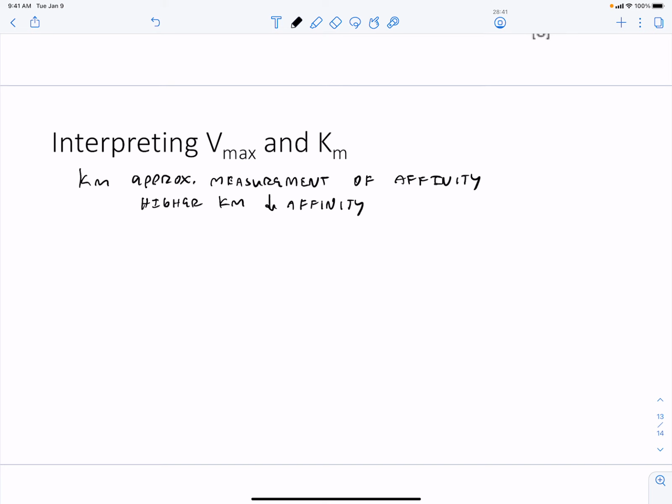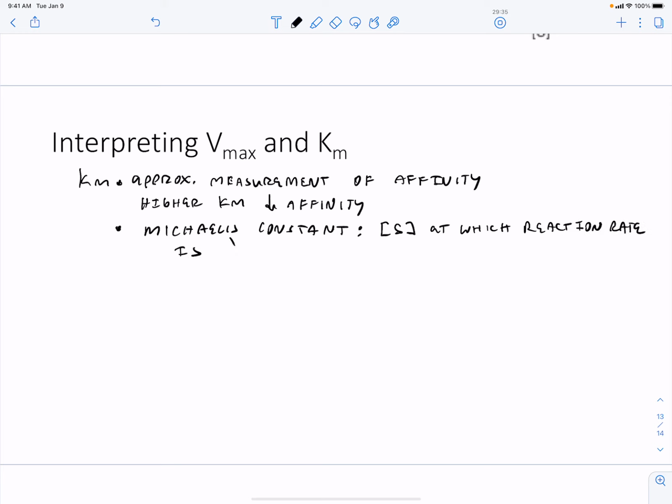Now the Km is the Michaelis-Menten, or it's called the Michaelis constant. This is the substrate concentration at which the initial reaction rate is half maximal. I can just put it in, you guys know this. This means concentration of the substrate. And Vmax is a measurement of how fast the enzyme can go at full speed. It is the rate of the reaction.